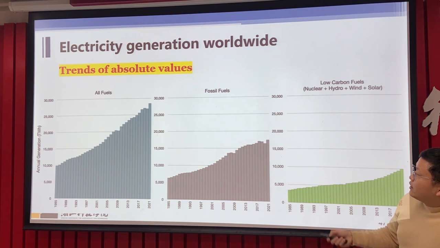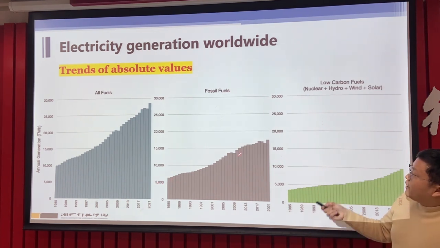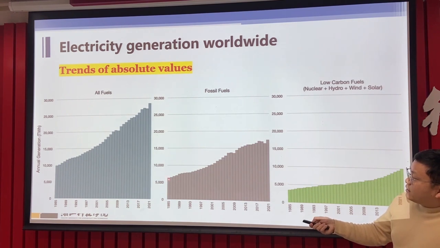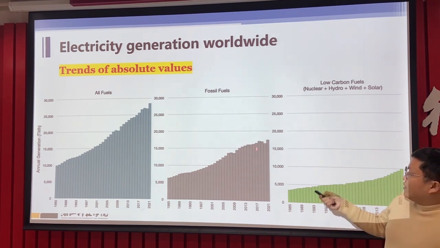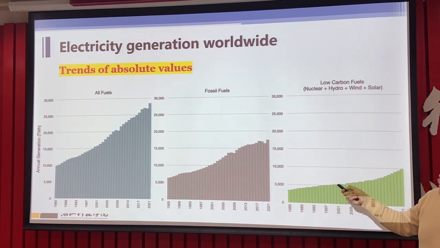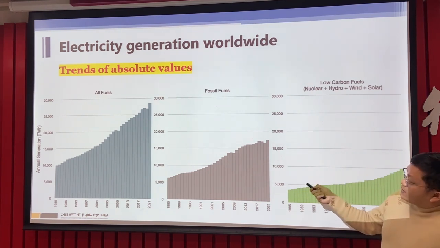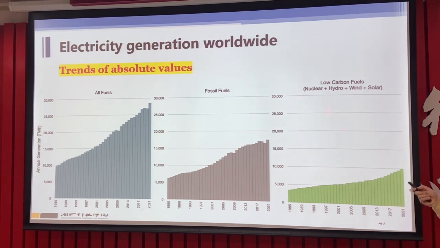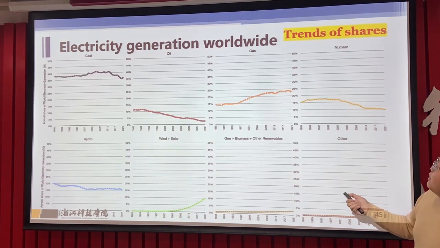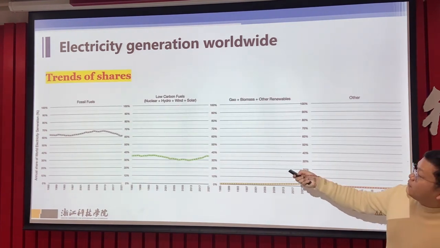And for fossil fuels, we can see at the beginning of the chart a gradual increase, then an obvious increase here. And then in the past 5 or 10 years, the total amount of electricity generated from fossil fuels has become quite steady here. And for electricity generation from low carbon fuels, for example, nuclear, hydro, wind, and solar, we can see the share of the low carbon fuels.